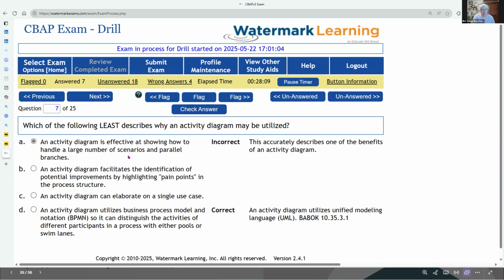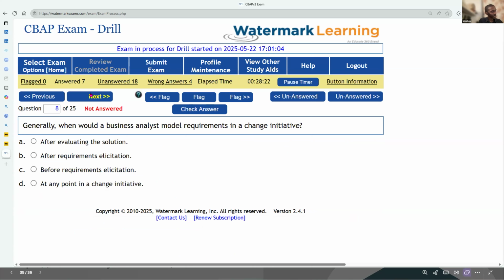According to the BABOK, they want you to use UML, Unified Modeling Language, for activity diagrams. If you have any questions, check the 35th technique. Is activity flow the same thing as activity diagram? No, it's in process modeling on page 321.